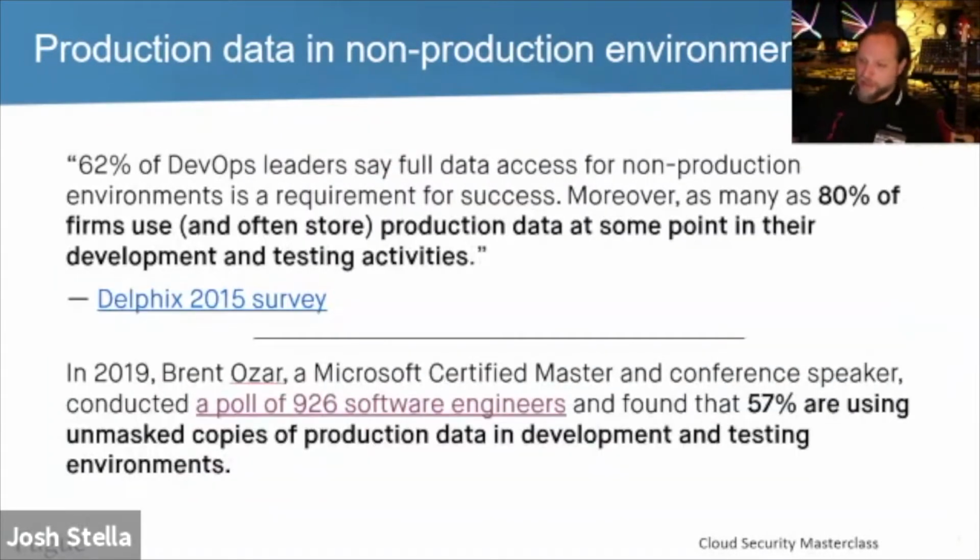All right. This Delphix survey, 62% of DevOps leaders, I'll jump down to the bold part. 80% of firms use and often store production data at some point in their development and testing activities. Now, I'm going to argue here that you can't test without production data. I don't believe you can, reasonably. You'll just be introducing bugs into prod, unless you have just an exceptionally clean source of data that you know that about it. But that's rare. In the real world, data tends to be messy.